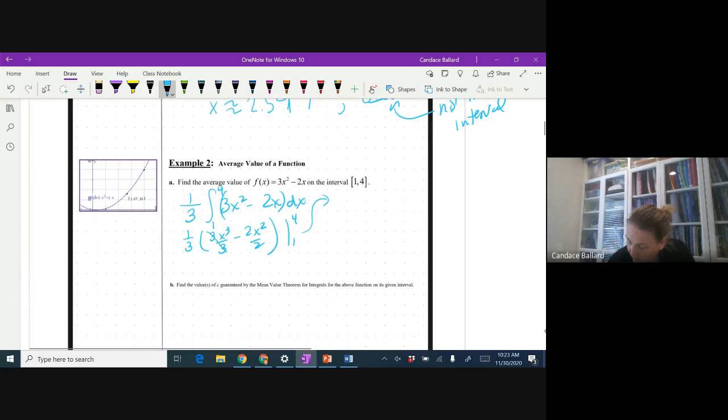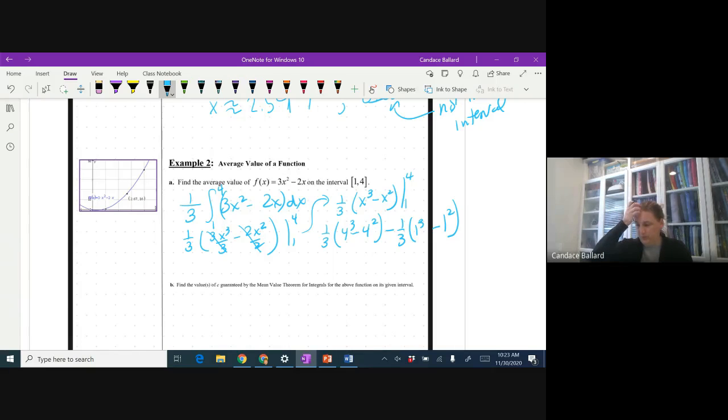So I know my 3's cancel and my 2's cancel. So I've got 1/3 hanging out in front, and it's really x cubed minus x squared from 1 to 4. I'm going to plug my numbers in. So 1/3 times 4 cubed minus 4 squared, and then I'm going to subtract 1/3 times 1 cubed minus 1 squared. The good news is 1 cubed minus 1 squared is 0, so that whole back part cancels.